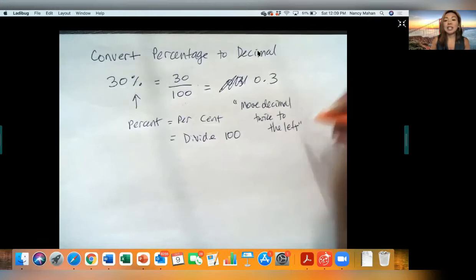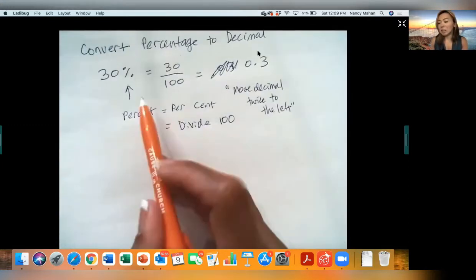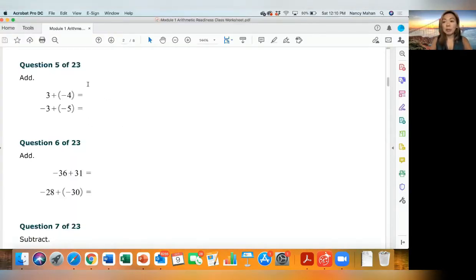But better yet, understand that percent means divide by 100. Next up, we're going to look at number 5 and 6 on your worksheet. Notice there's an addition sign in the middle, so we're going to be adding. And notice that some of these numbers are positive and some are negative. Positive or negative numbers are called integers.